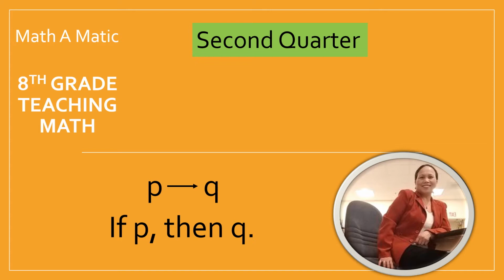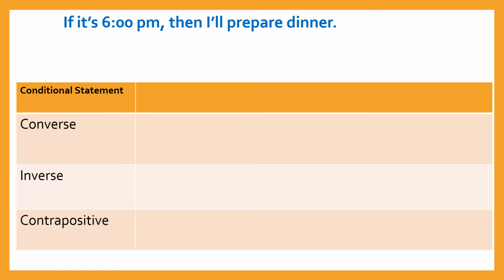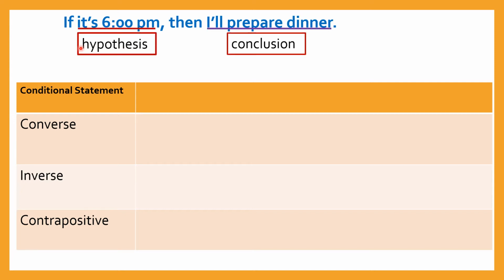In this video, you're going to learn how to determine the inverse, converse, and contrapositive of an if-then statement, also known as conditional statements. So I have an example here of a conditional statement. If it's 6 p.m., then I'll prepare dinner. The statement after if is what we call the hypothesis, and after then is what we call the conclusion.